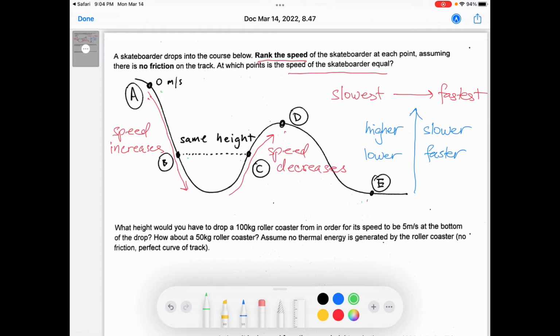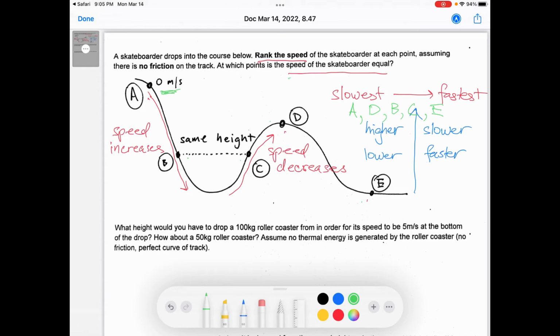So let's look. The skateboarder is the highest at point A, so they are moving the slowest at point A. The next highest is point D, so they are moving the next slowest at point D. The next highest are points B and C, so they are moving the next slowest at points B and C. And the lowest point is point E, so the skateboarder is moving the fastest at point E.